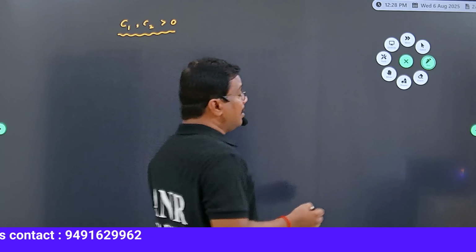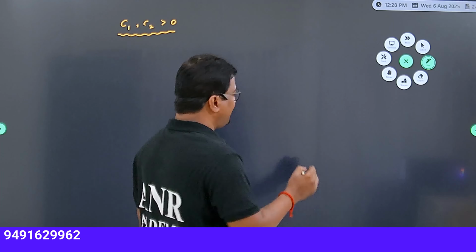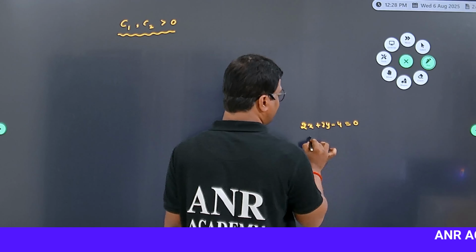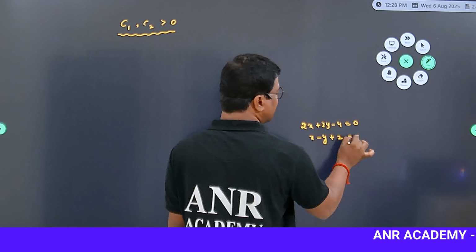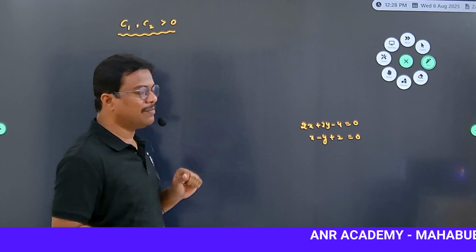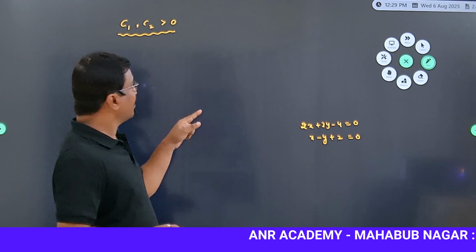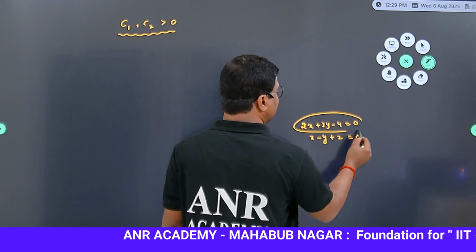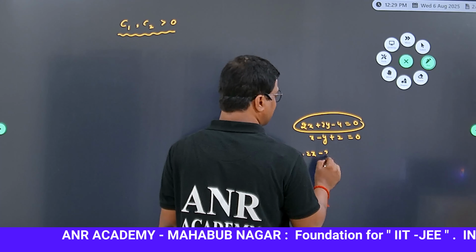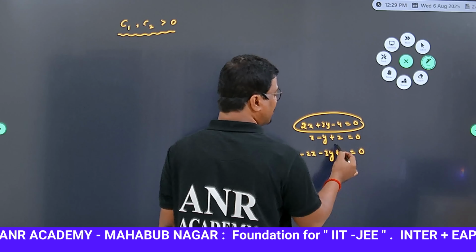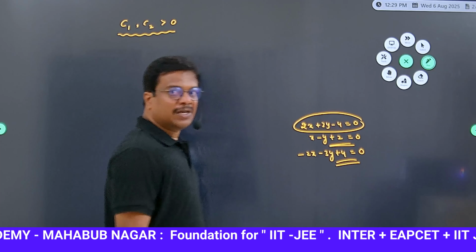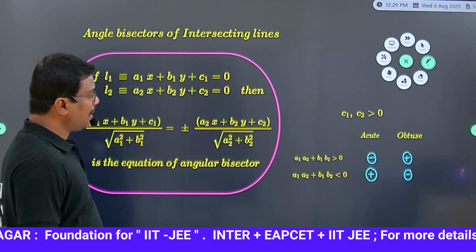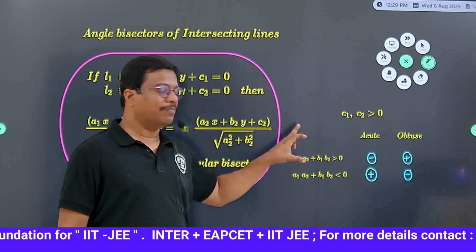Whatever the equation given, for example, if the equation is given 2x plus 3y minus 4 equal 0, x minus y plus 2 equal 0. Suppose the equations are of this form, then first you have to make constants positive. That is, you have to rewrite this equation as minus 2x minus 3y plus 4 equal to 0. Now constants positive. After getting positive constants, then you have to apply this tabular form.